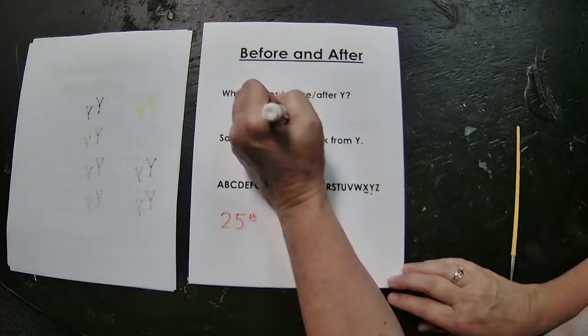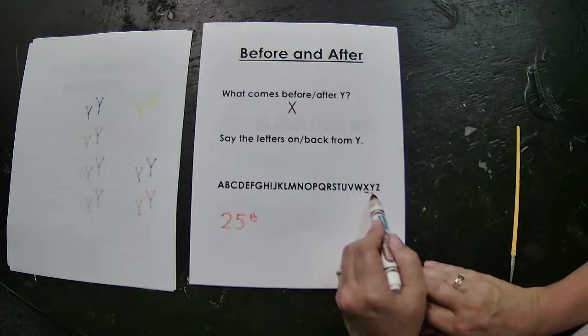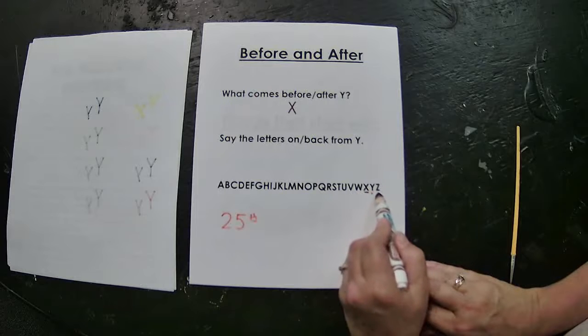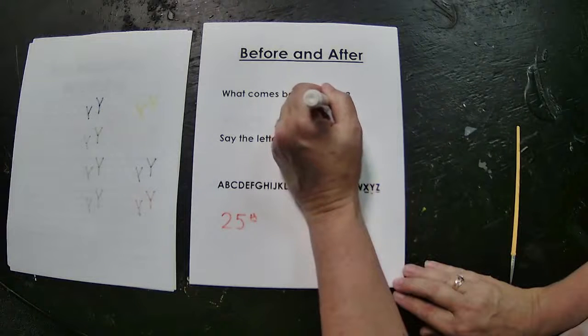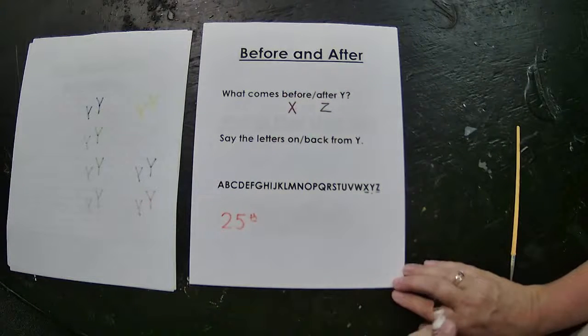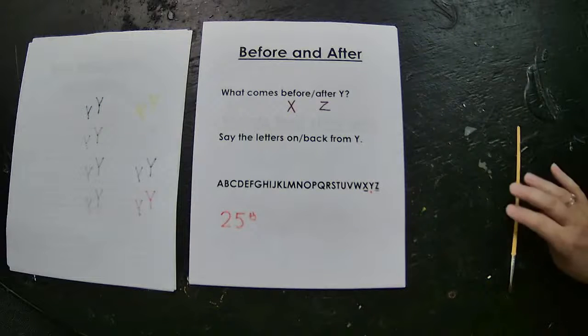1, 2. Okay? Back to the Y. Now what letter comes after the Y? Z. That's right. And Z is the last letter of the alphabet. Okay, good job. Okay, take a deep breath.